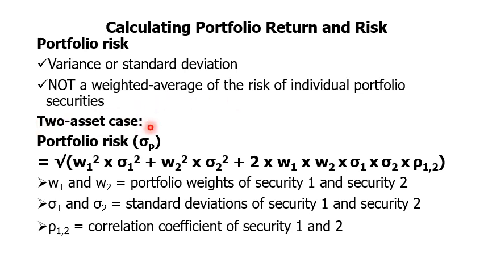Let's take a two-asset case where the formula for the portfolio risk, sigma P, is the square root of the following term: W1 square into sigma 1 square plus W2 square into sigma 2 square plus 2 into W1 into W2 into sigma 1 into sigma 2 into rho 1 2. Here W1 and W2 are the portfolio weights of security 1 and security 2. Because this is a two-asset case, there will be only two securities in the portfolio. Sigma 1 and sigma 2 are the standard deviations of security 1 and security 2. And rho 1 2 is the correlation coefficient between security 1 and security 2.